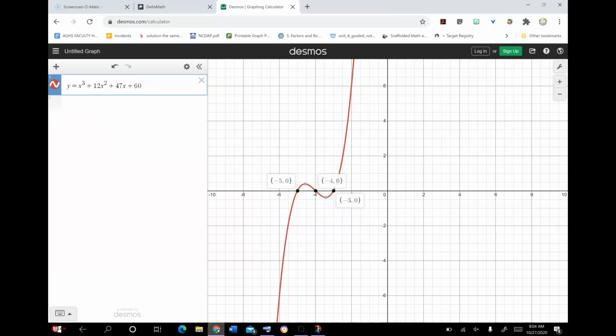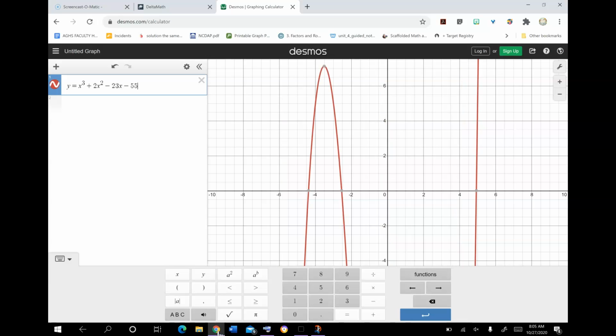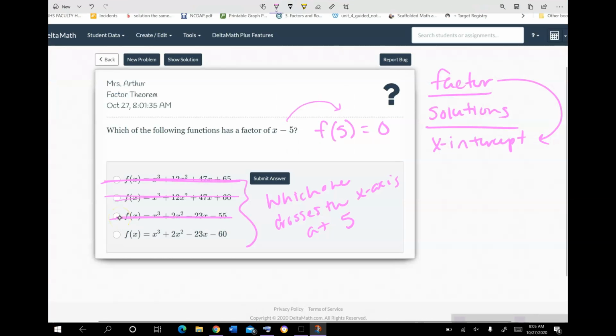So we go back. The next one is going to change this to a 2, and then this to a minus 23. When you're doing your Delta Math today, I would do a split screen of Delta Math and Desmos, so it'd be a lot easier than going back and forth. So this is the next one. Does it cross at positive 5? Close. It's super close, but it's not there. So I go back and mark that one out. And I hope the last one's it.